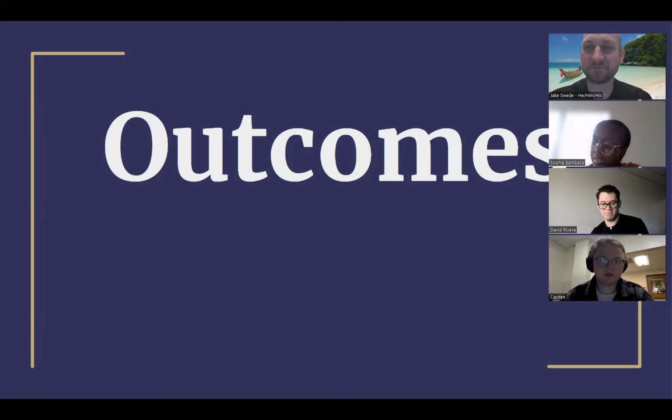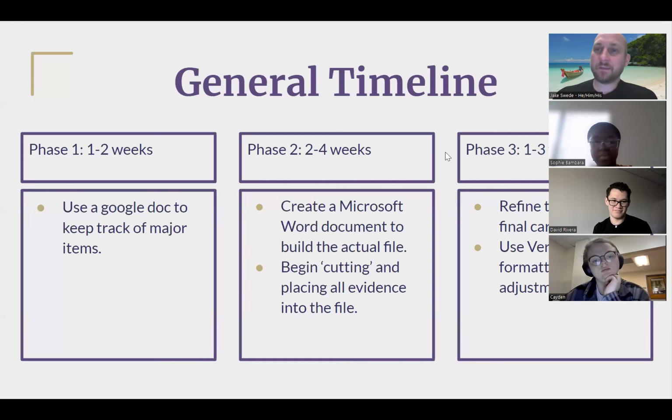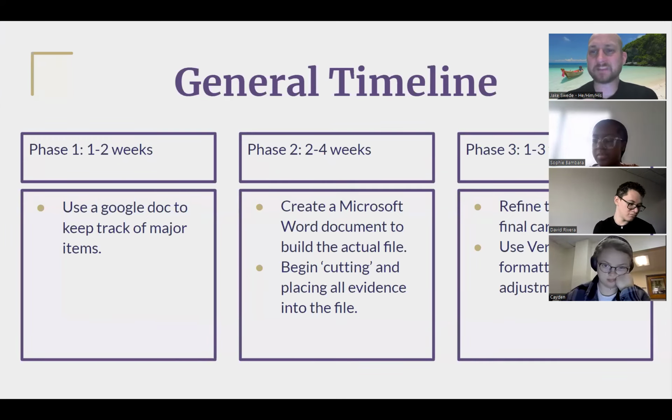Okay, have any of you used Boolean search operators before? Okay, great, good. So what we're looking for in outcomes is very simple. Phases 1 and 2 probably take you about 1 to 2 weeks. I just want you to create a Google Doc to keep track of the major items: key authors, sources, terms, all that good stuff.